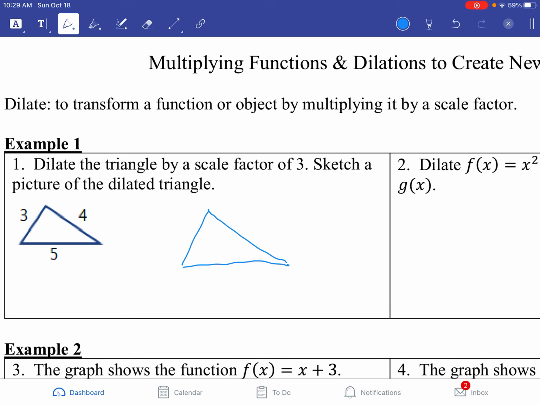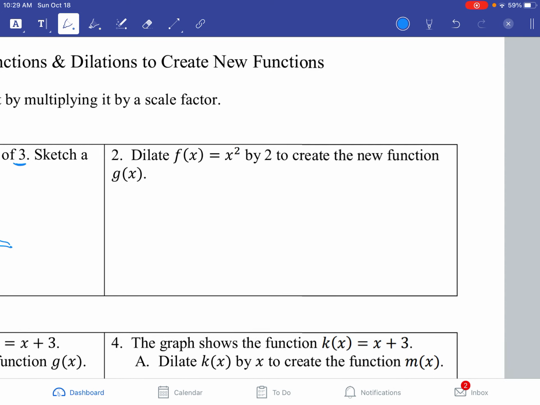If we're multiplying it by a fraction, it would make the triangle smaller, but we're multiplying it by 3. So what we're going to do is take all the different sides of our triangle and multiply them by 3, our scale factor. So we get 9, 12, and 15. So it's still a triangle, it's just bigger. We can do the same thing with functions.